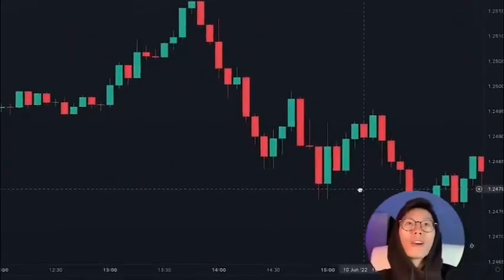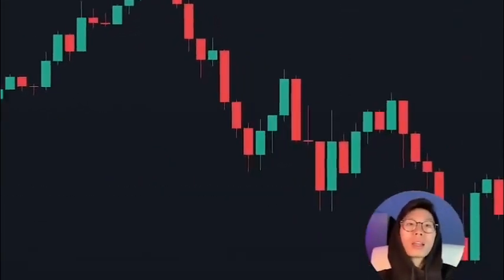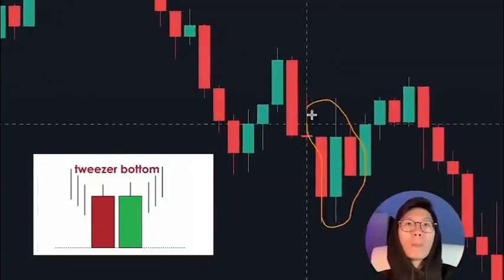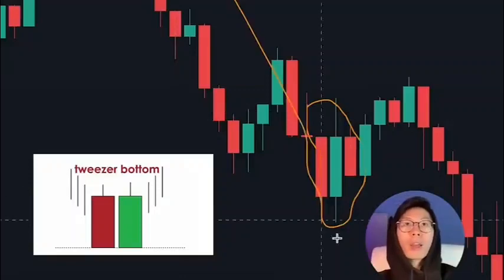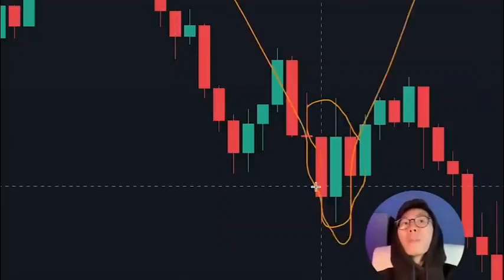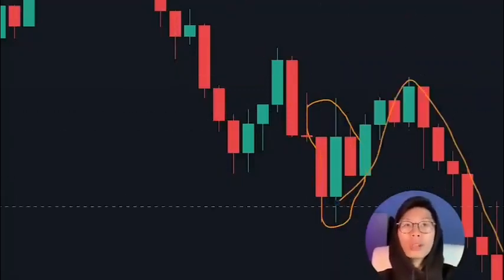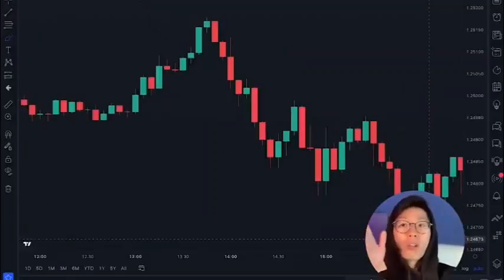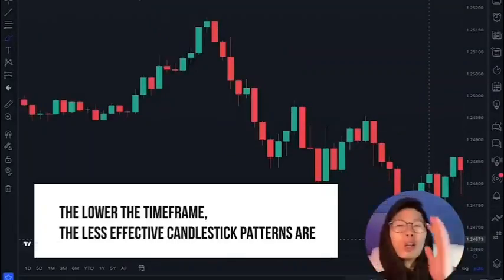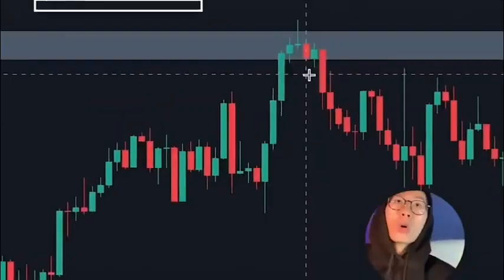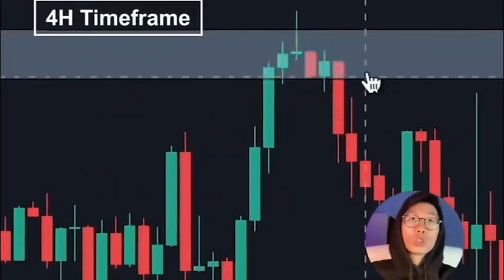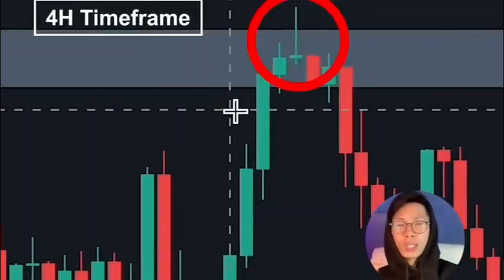So right now we are on the 5-minute time frame, and you can see price did a little tweezer bottom right here. You can see this one red candle, one green candle, and it's supposed to be a reversal when you see this pattern, right? But guess what? Price continued going down even further. That is because on the 5-minute or the 15-minute time frame, the lower the time frame, the less effective the candlestick patterns are. So in this example, you saw this little doji being formed at this resistance area.